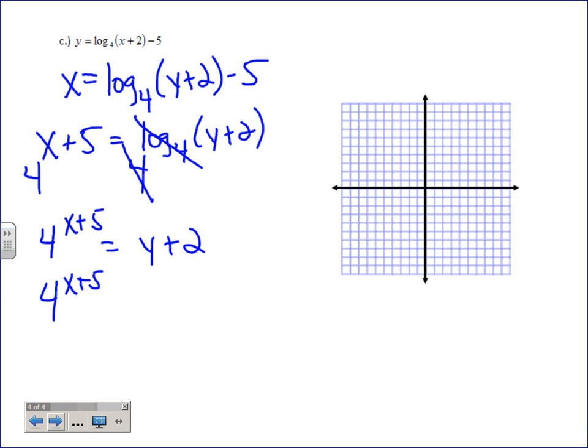Some people put parentheses around their exponent just to show that, like we did with the logarithms on the last problem, or just make this a really huge 2 so that you know. Okay? So there's your inverse.